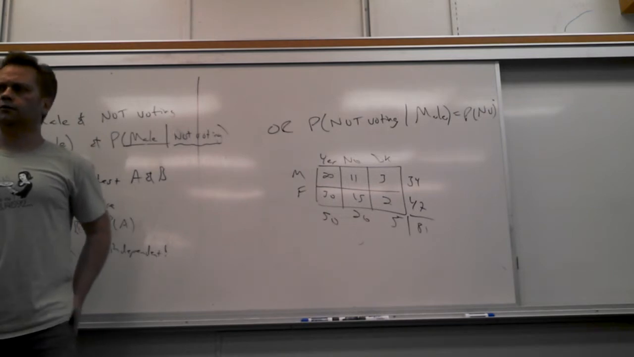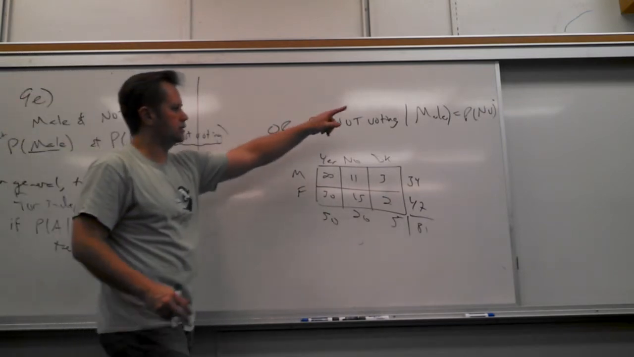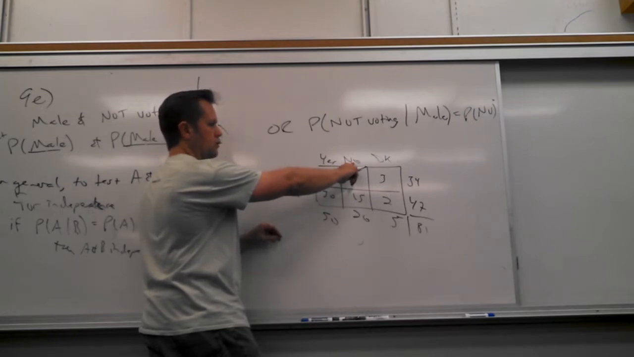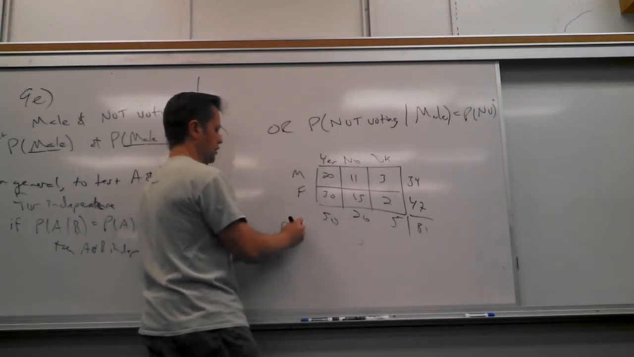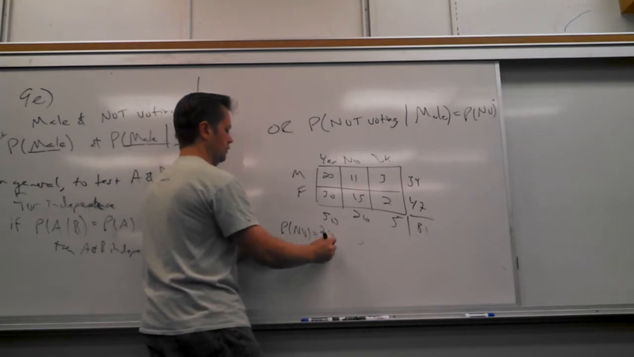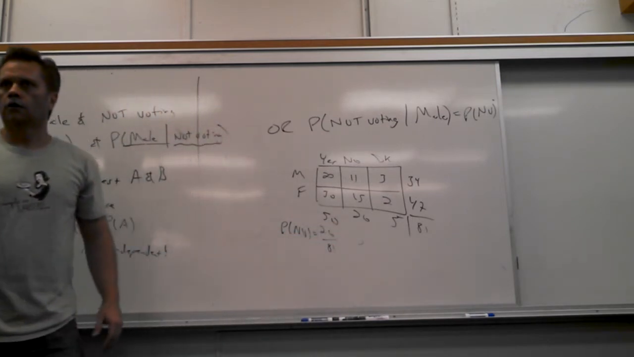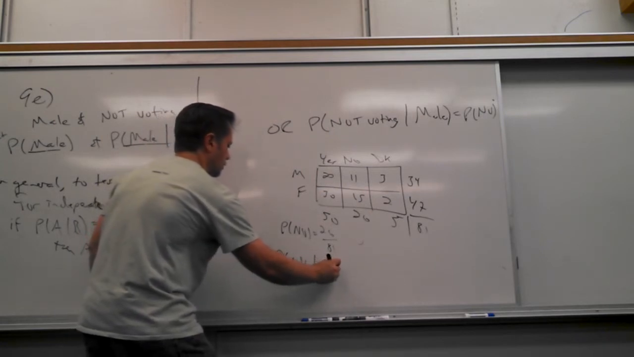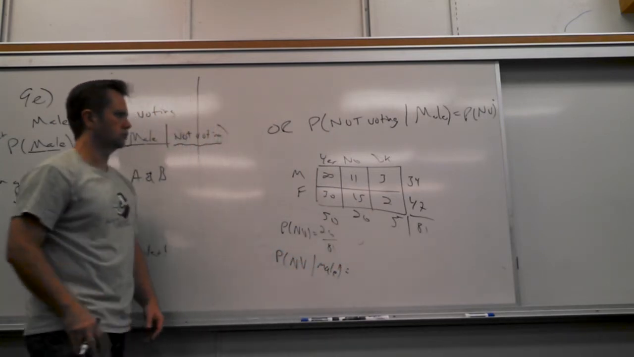Okay, so we've done a problem like this before. What's the probability that somebody won't vote? How many won't vote? It's 26 out of 81. What's the probability they won't vote given that they're men? Given that they're a dude?